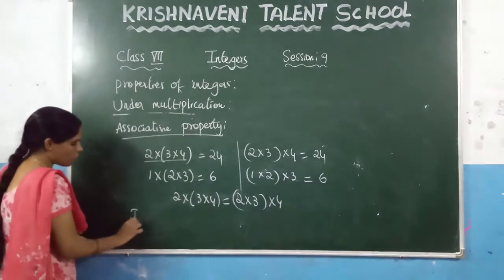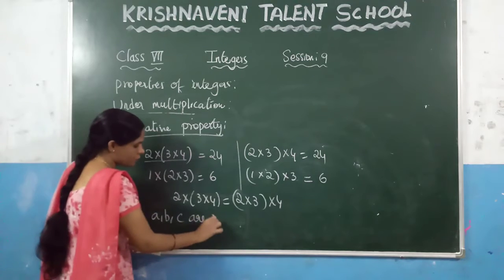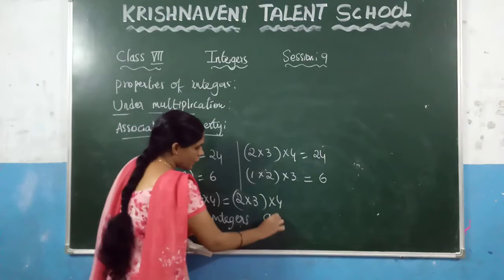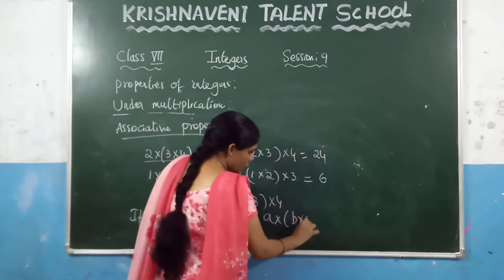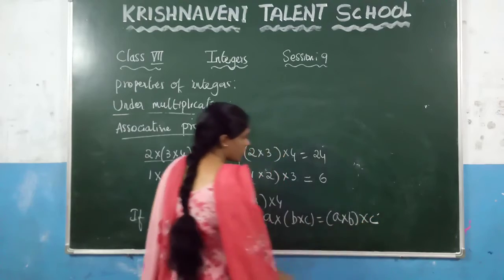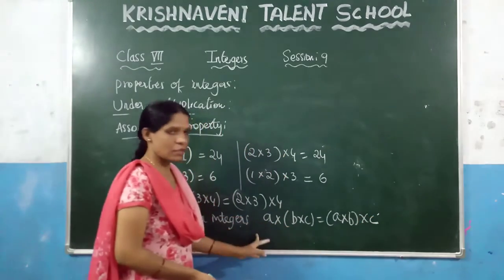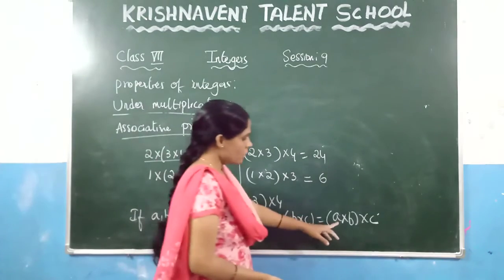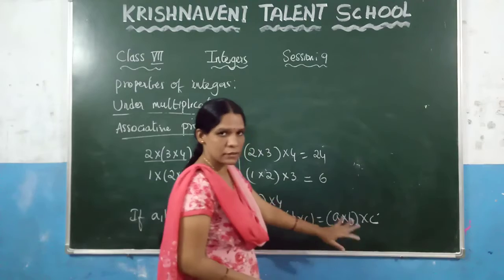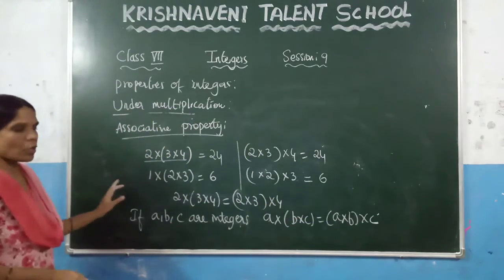Now write it in the form of variables. If a, b, c are integers, what it states under multiplication is a into (b into c) is equal to (a into b) into c. On one side you multiply the second and third numbers and then the first number, and on the other we multiply the first and second numbers, and the result is multiplied by the third number. This property we call the associative property.